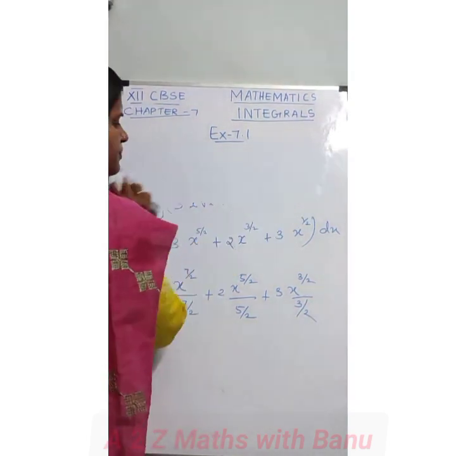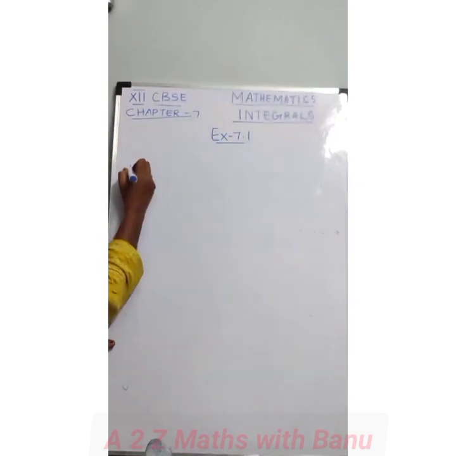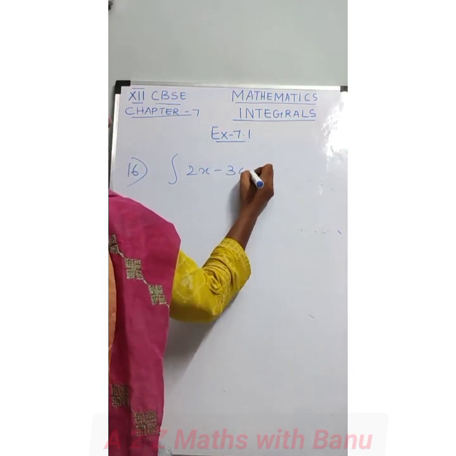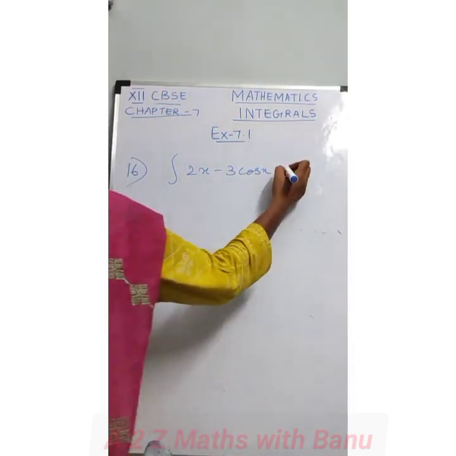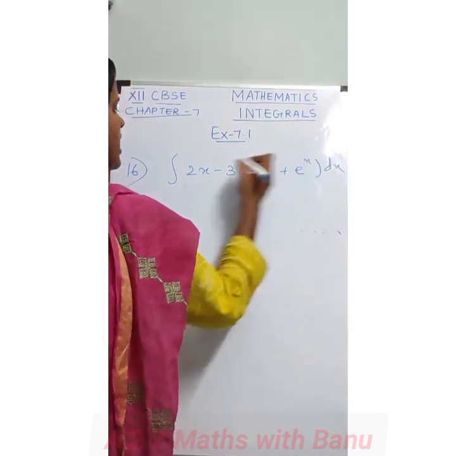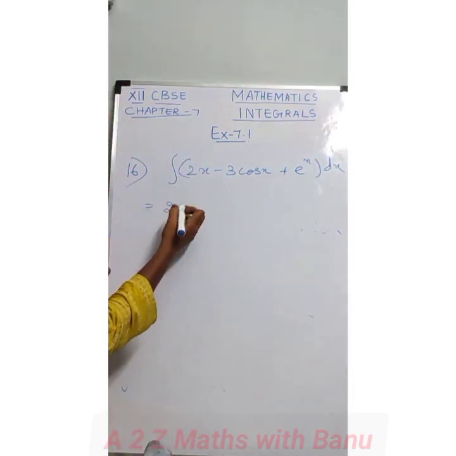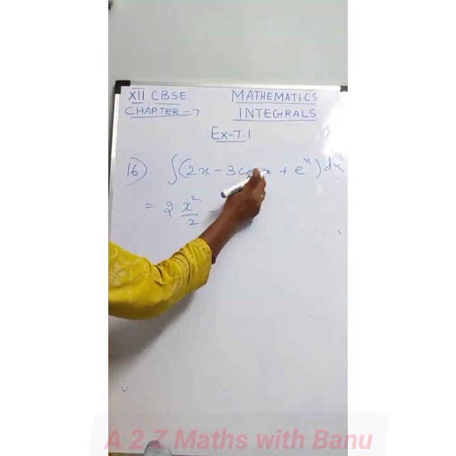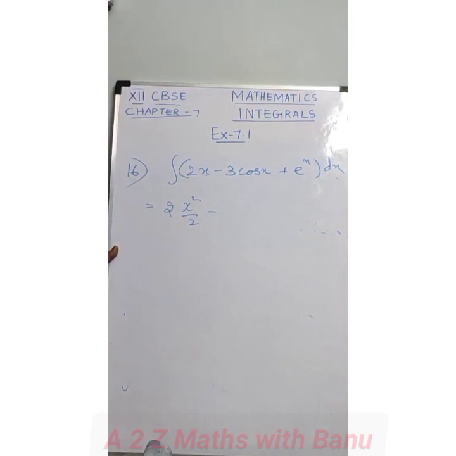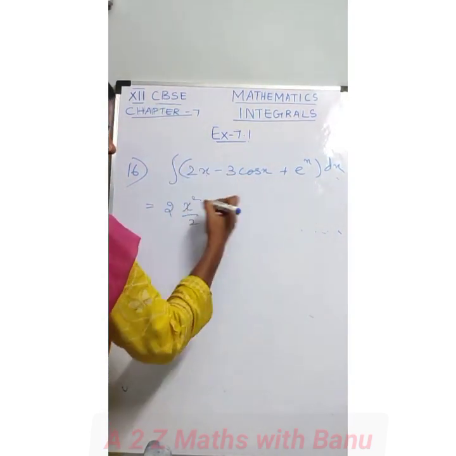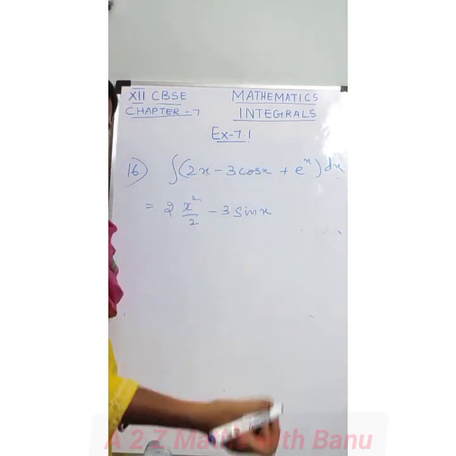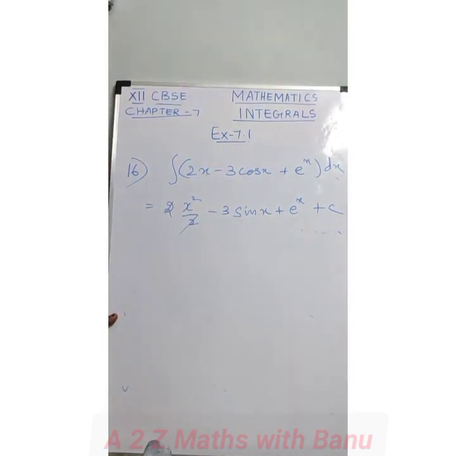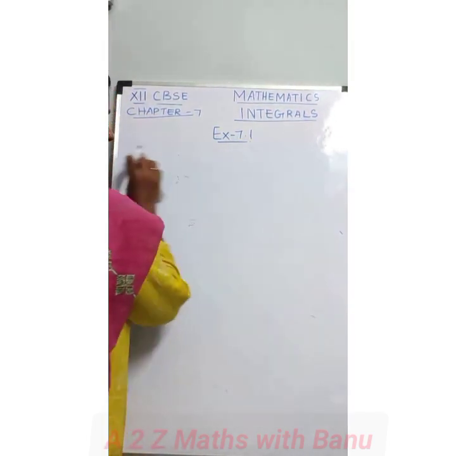And then we have problem number 16, which is integral of 2x minus 3 cos x plus e power x dx. And you know 2 you can take outside, we have x dx, x integration is x square by 2, minus 3 you can take outside, cos x integration is sin x, e power x whose integration is e power x itself, plus c. You can even cancel this 2.